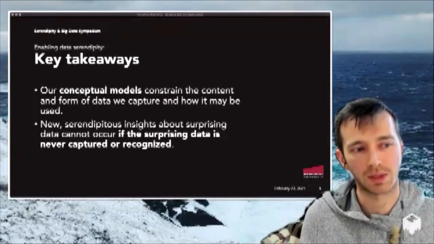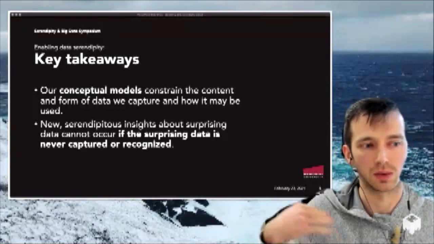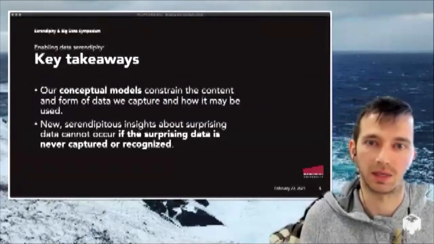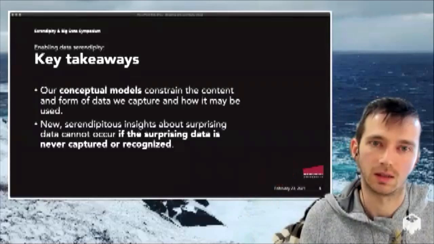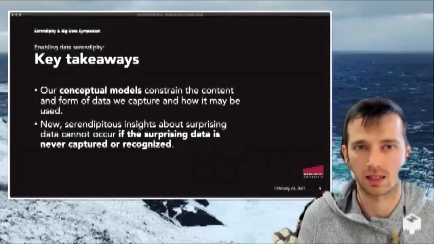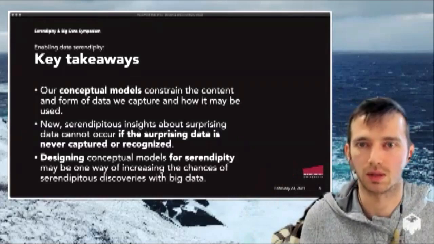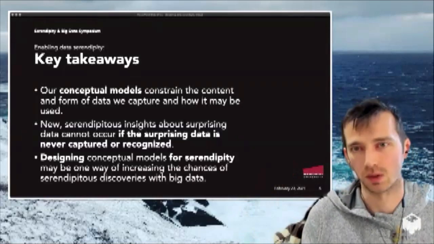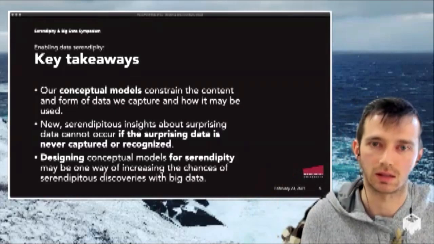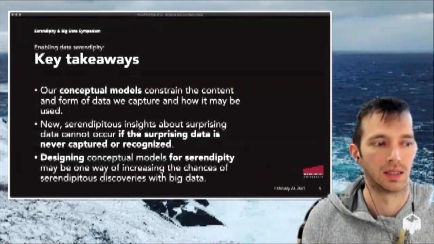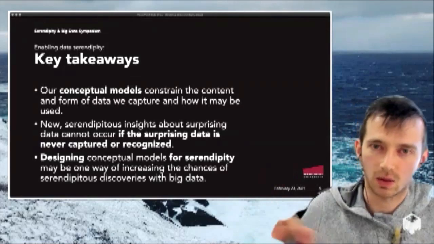And that constraint happens because if we don't capture or recognize surprising, unanticipated data, because we don't have any room for it in our conceptual model, then we can't be surprised by it because the data never shows up. And we might be able to solve that problem, or at least minimize it, by designing for serendipity. And so I'm going to talk about some of the ideas that I've seen and that we've had about designing for serendipity. And that's the whole talk.